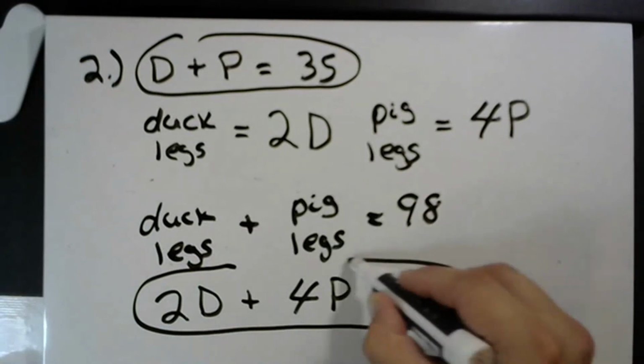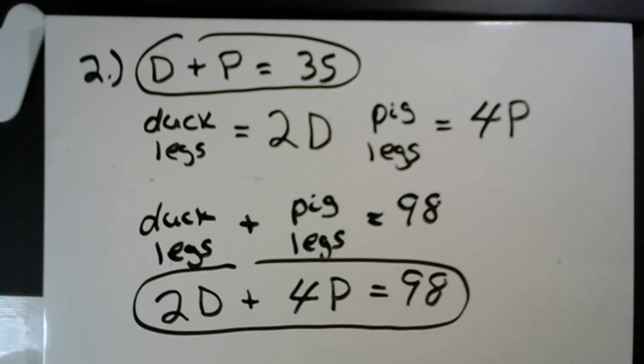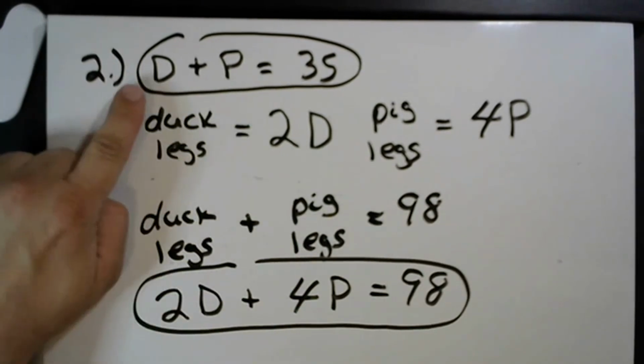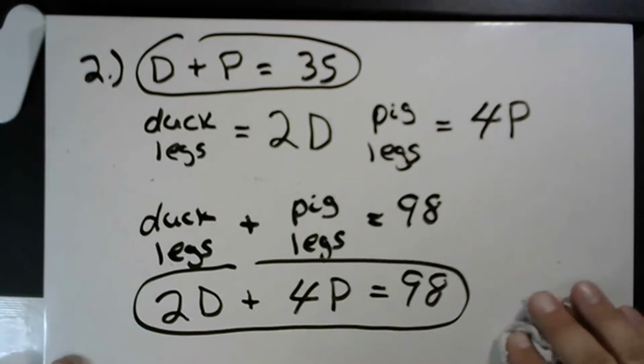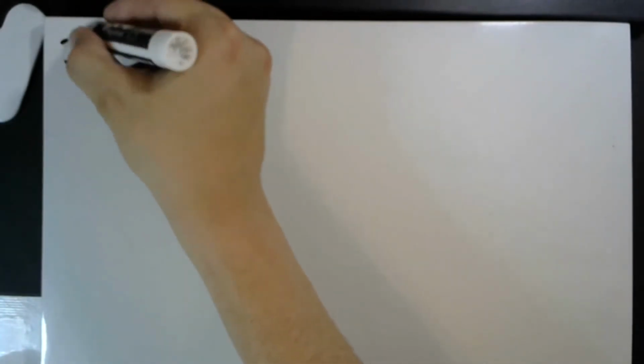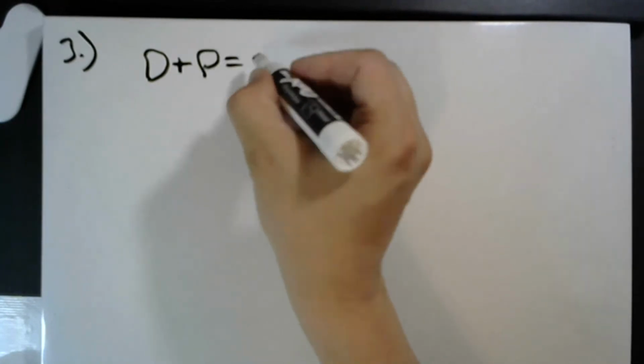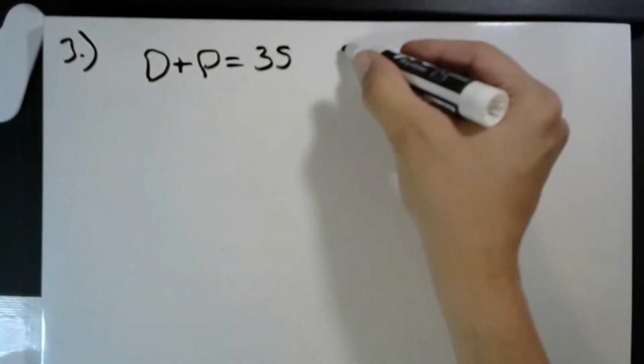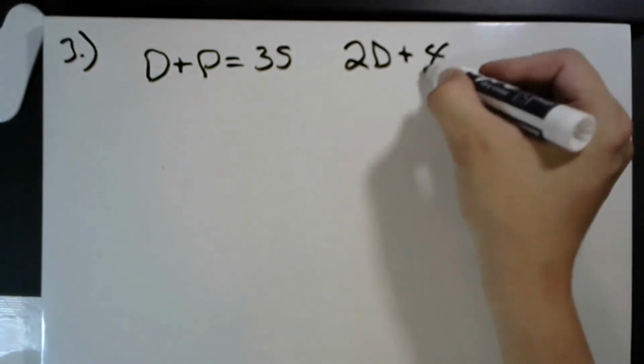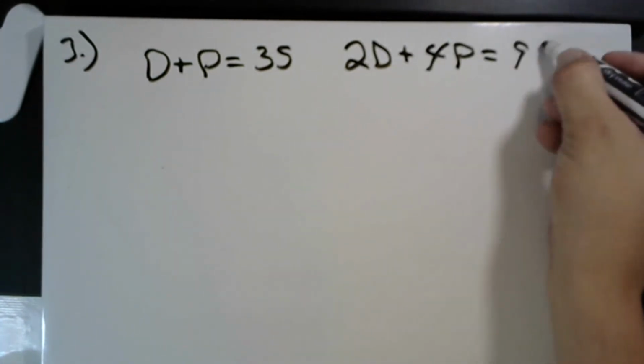Now, how do systems of equations work? Well, what we're going to do is use the fact that we can replace one of these variables with this. I'll show you how. So let's take a look. We're in step 3, carrying out our plan. We have d plus p is 35, and 2d plus 4p is 98.